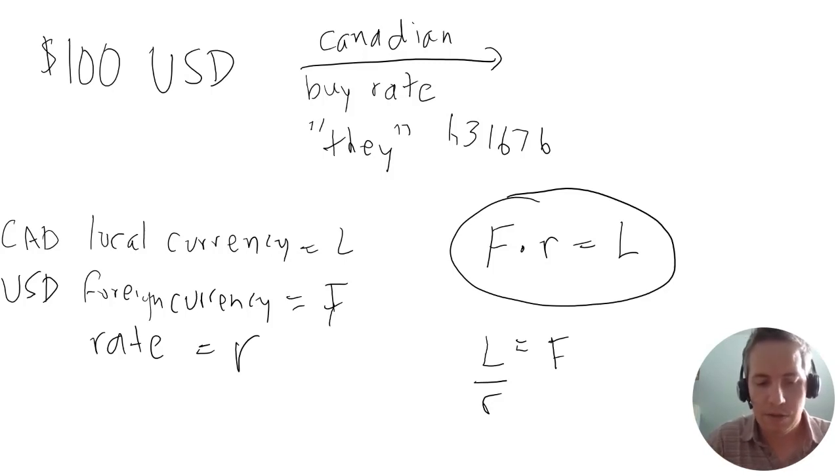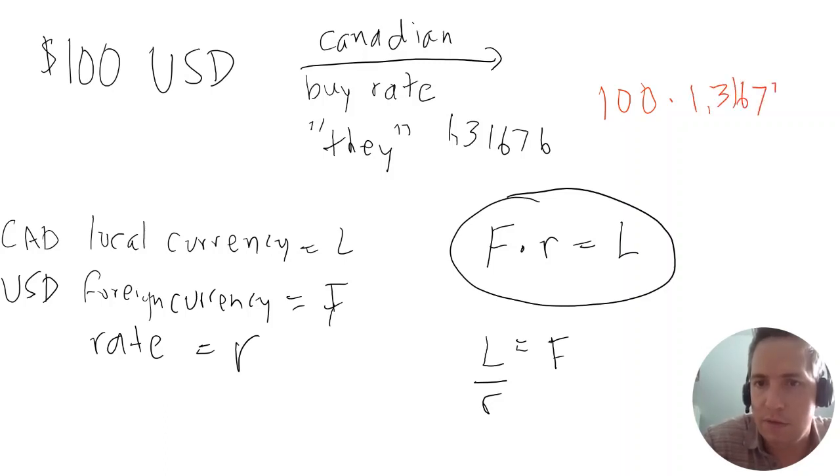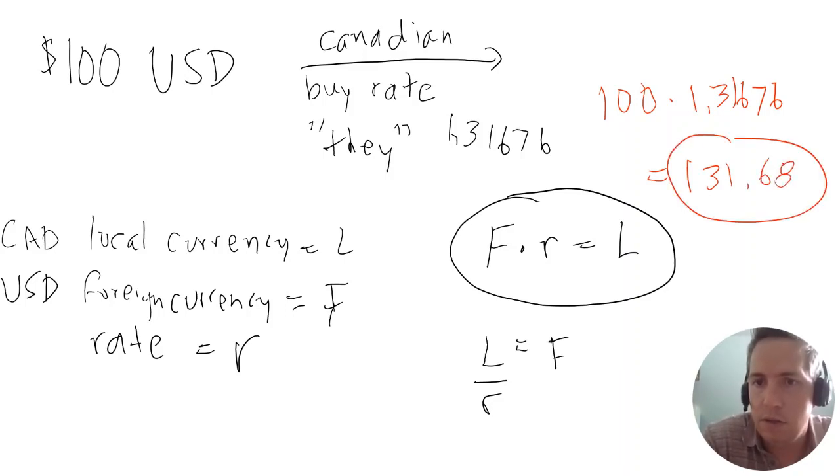So in our particular example, we're going to take our foreign currency, which is $100. We're going to multiply it by the buy rate, which is 1.31676. And this is going to give us how much Canadian dollars we're going to get. So it's going to be $131.68 if you round it to the nearest cent. So this is what we'll get if we walk into the Windsor Currency Exchange.